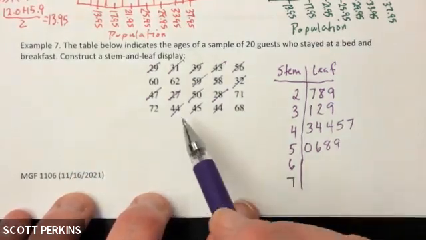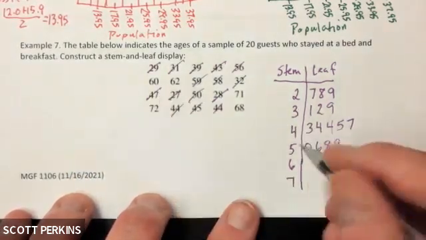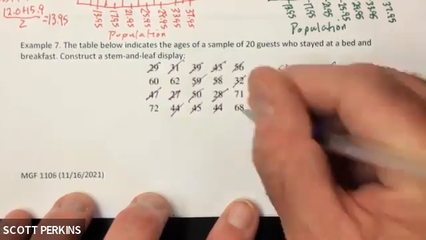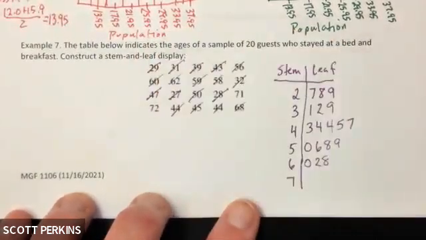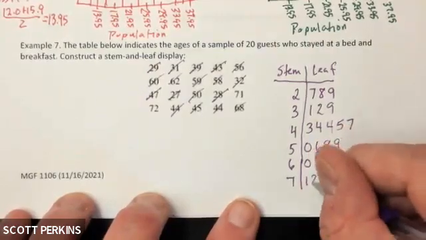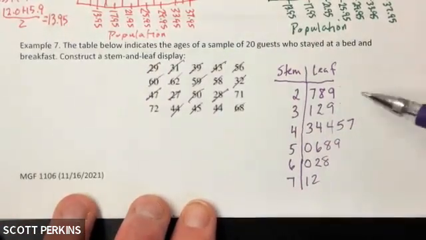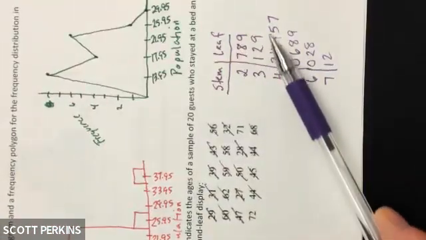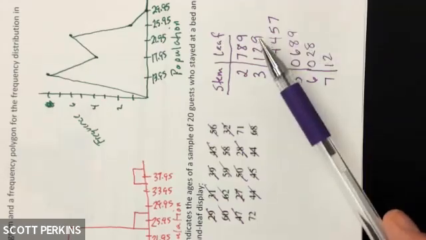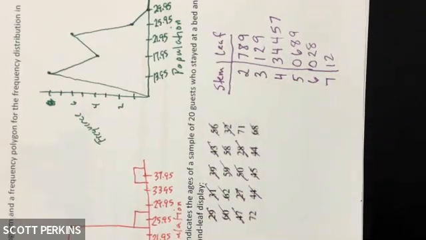60s, I've got a 60, a 62, a 68, so 0, 2, and 8. And then last but not least, I've got my 70s. I've got a 71 and 72. So notice you've retained your data. If you turn it on its side, you kind of get the impression of a bar graph. So you can see the distribution of how things are laid out as well. So you get a little bit of the best of both worlds.